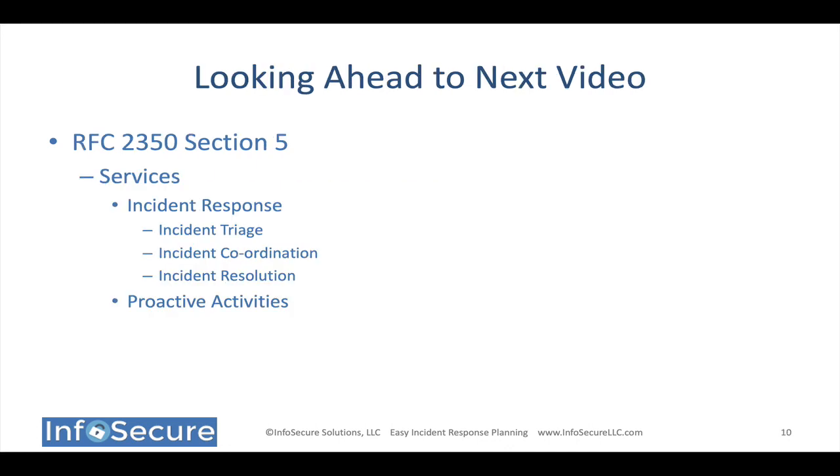Looking ahead to the next video, we're going to talk about RFC 2350 Section 5 in the outline. And Section 5 is services. And the big service, and the only service, as we said before, that you have to offer is an incident response service. And that's going to be broken down into these three areas you see here: triage, coordination, and resolution. And then we'll discuss in Section 5 some proactive activities you can also do that maybe you offer as a service as well.